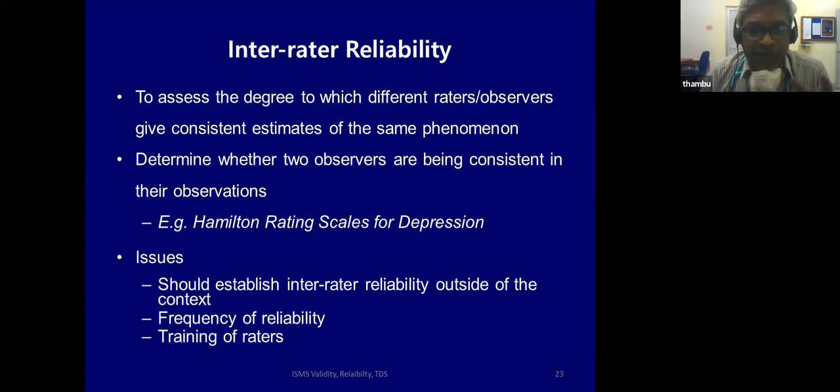So for example, the Hamilton rating scale for depression. You should establish this first before telling people to start using it in real life. In other words, you must establish the credibility of the inter-rater reliability of the Hamilton rating scale in another context before using it in the clinical context. Now, the second issue with that is how frequently should this be done in order to get reliability?